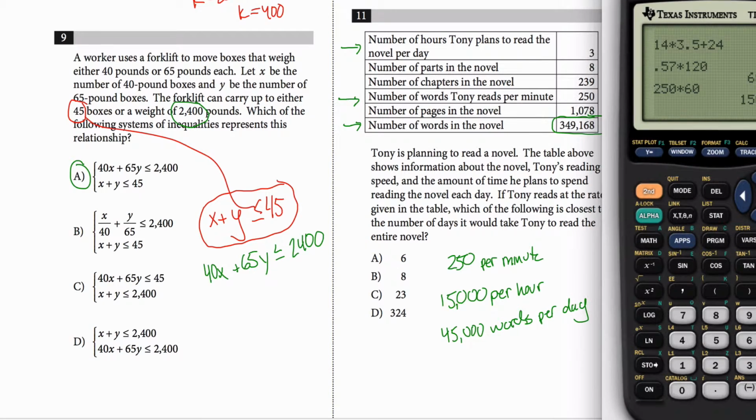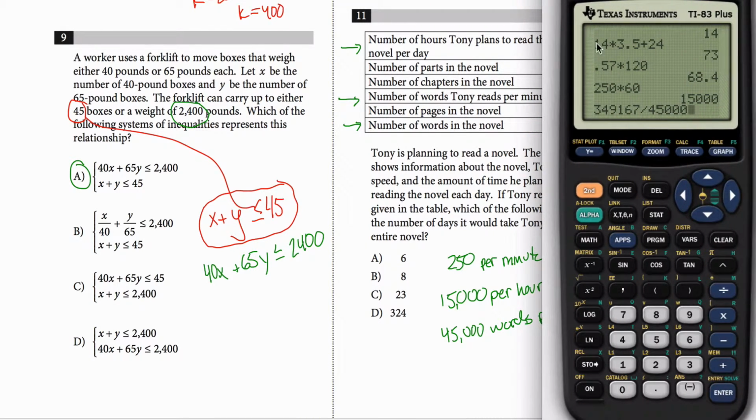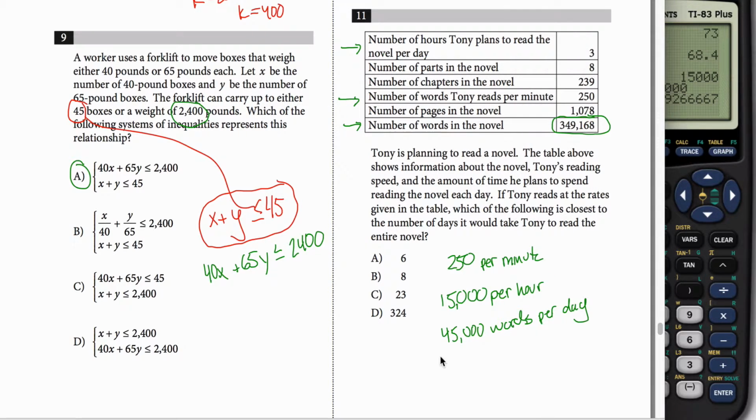So you have 349,000 and a little bit of change, 349,167, and you can divide that by 45,000. What you end up with is 7.76 days. If you go through and read, it says which is the closest to the number of days it would take. Sounds like 8 is the closest, so that would be my answer.